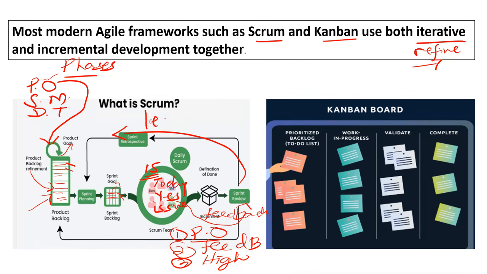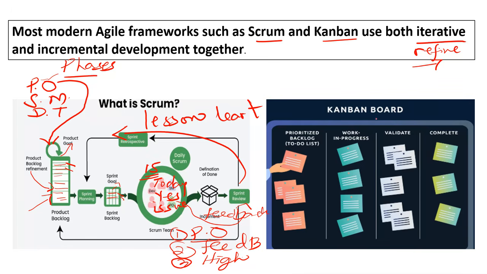A sprint retrospective is a kind of lesson learned. Whatever lessons we have learned throughout the project, we have to write down here, and then they have to decide how we can improve the next sprint. This is a simple model of a scrum.